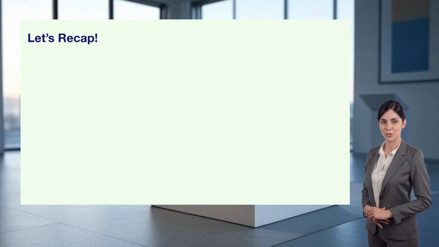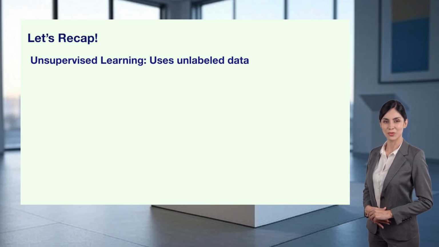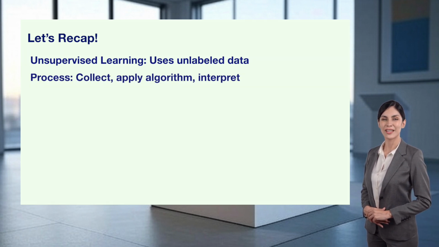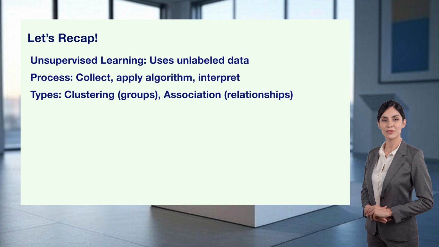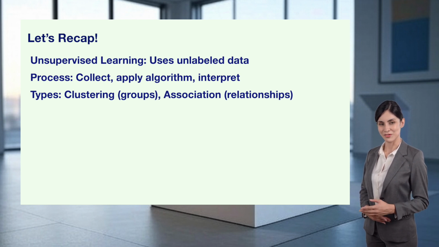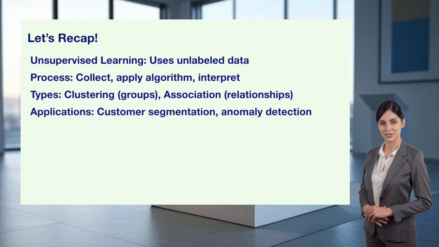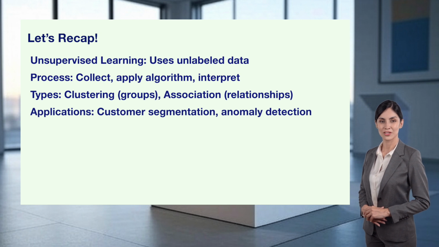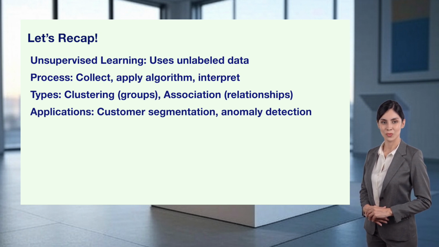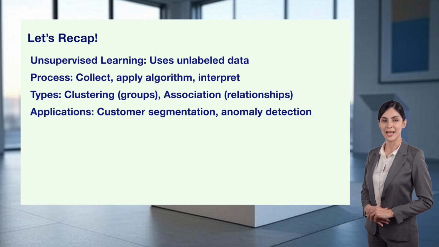Let's recap what we've learned today. Unsupervised learning uses unlabeled data to find patterns, following a process of collecting data, applying an algorithm, and interpreting the results. It has two types: clustering for grouping data and association for finding relationships, with applications like customer segmentation and anomaly detection. We also saw Sophia use Orange to cluster customers with k-means.